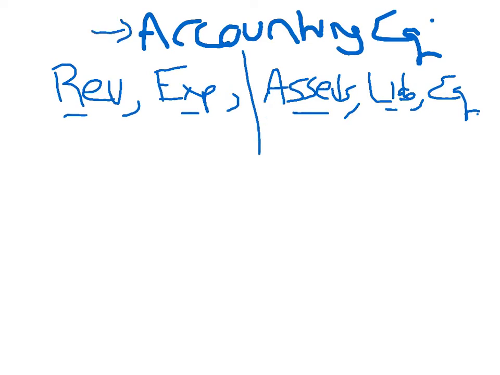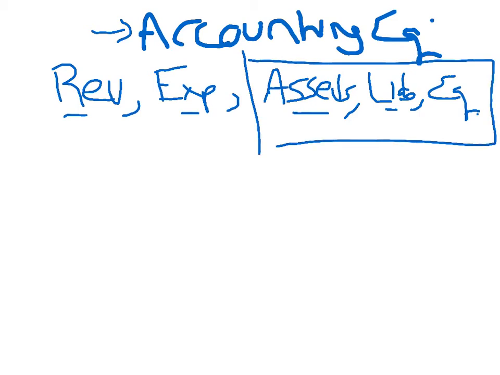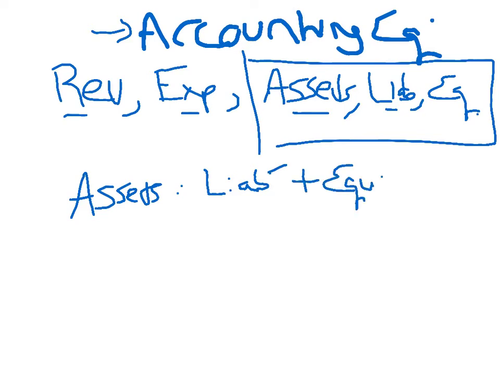Well, the accounting equation is coming from the balance sheet. The balance sheet is this portion here. And it basically says that assets equal liabilities plus equity. Very simple, right?